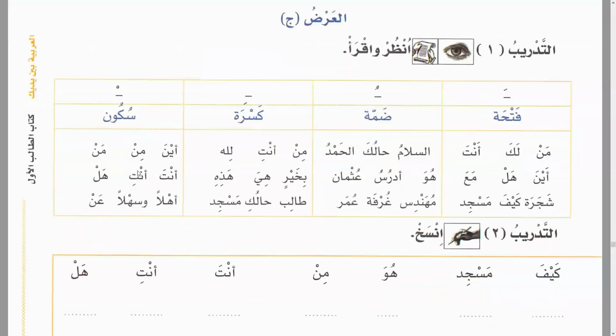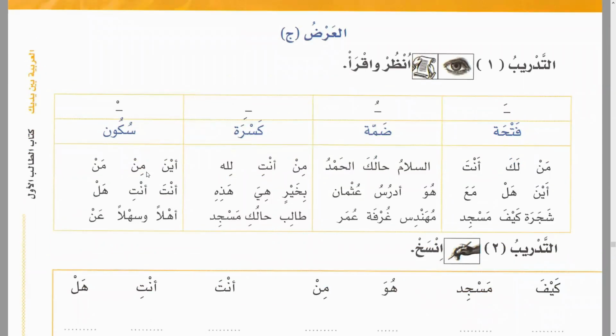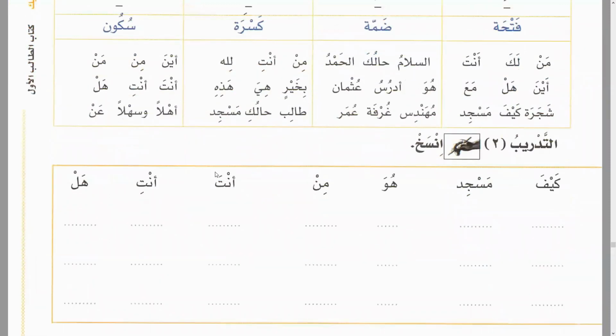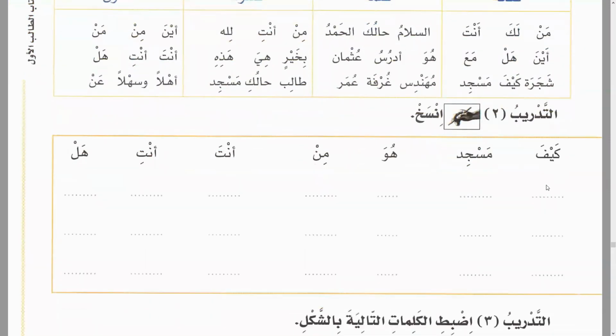So aina, sukun is like absence of any vowel signs: fatha, dhamma, kasra. Aina, min, man, anta, anti, hal, ahlan, wa sahlan, an. These are all sukun, sukun, sukun. Right? Sukun. Insakh, copy. Kaifa, masjid. These are all writing practice again.